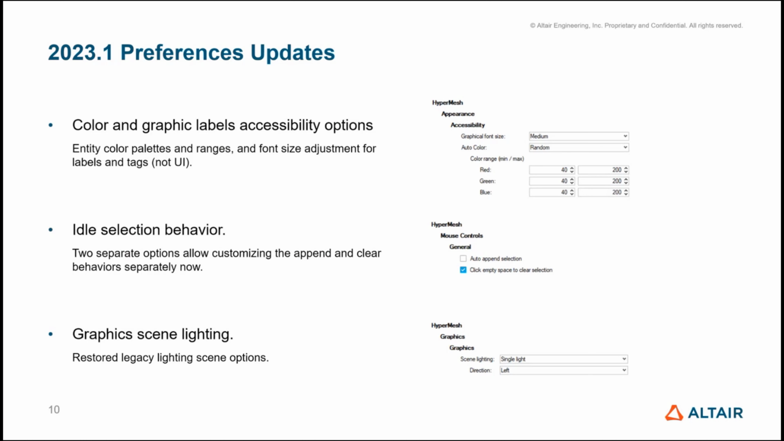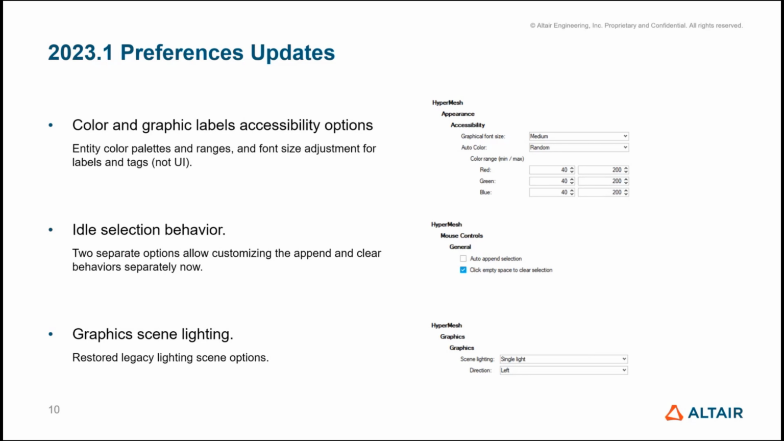Then we also have a new option for controlling the mouse behaviors in idle. We used to have this option, auto append selection, that used to control both. Now we've split that into two, so you can configure, when you're in idle, whether every time you click it replaces the selection, or, like in the other tools, it automatically appends, so you don't have to hold control to append.